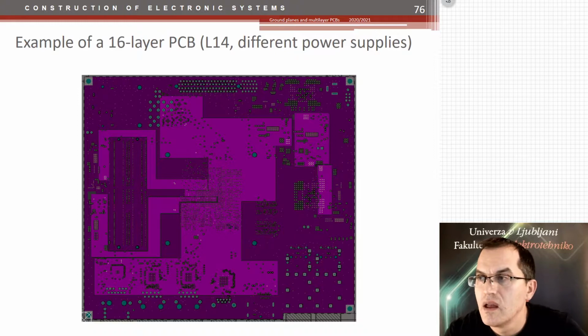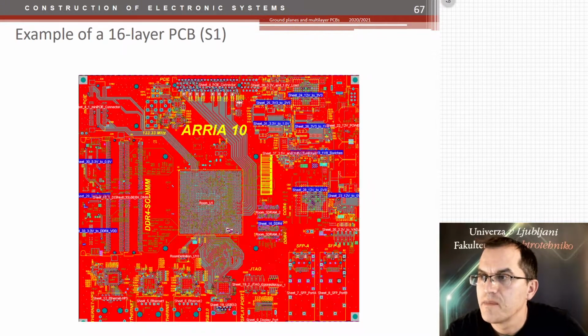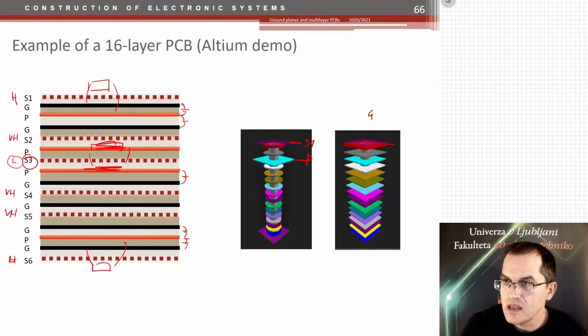So to go back, each power supply area is as big as it could be, but the rest of the area is used for ground, especially where there are high-speed signals.